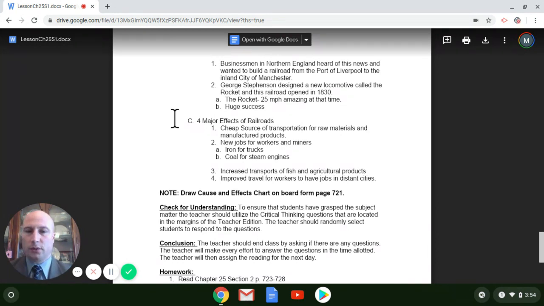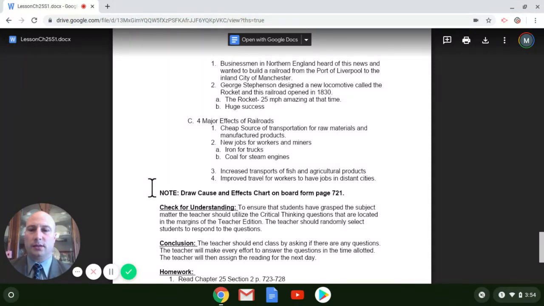Iron was needed for the locomotive train tracks. Subletter B, coal was needed to run the steam engines as they became more popular. Number 3, increased transportation of fresh fish and agricultural products. And number 4, improved travel for workers to have and take jobs in distant cities. No longer did you have to walk to work. If your town had a train, you could connect to that train. It was going to make certain stops at different factory towns on the way so you could have a job and live in a distant city.